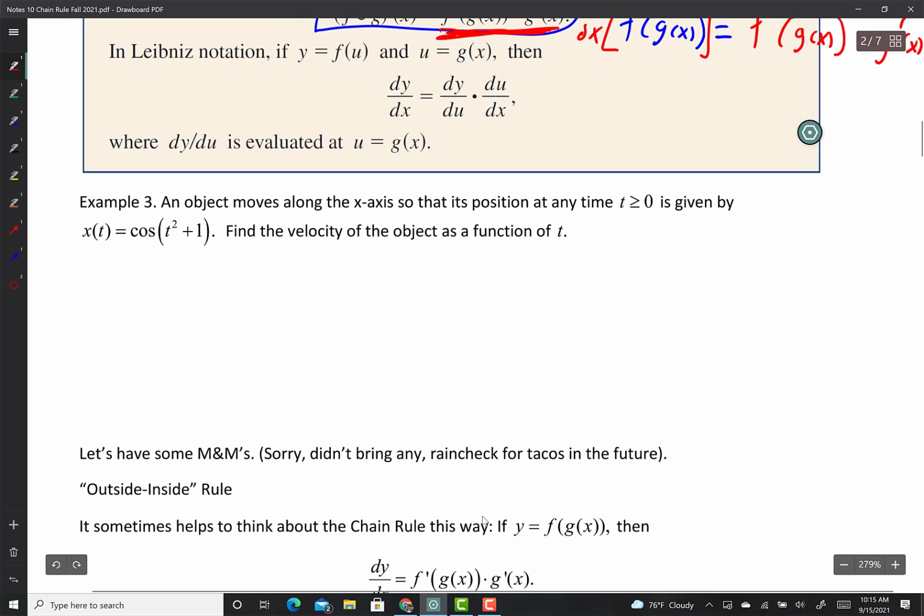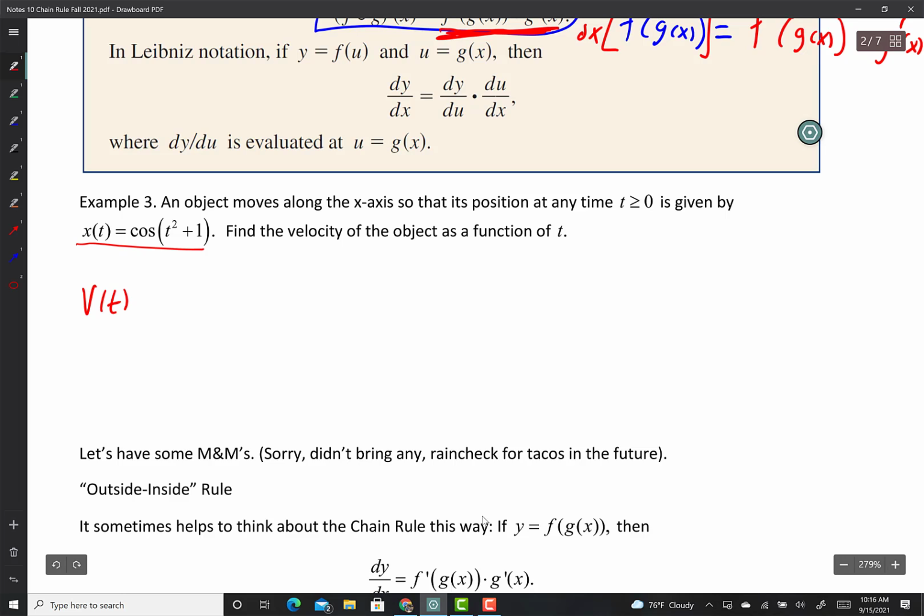An object moves along the x-axis so that its position at any time t greater than or equal to 0 is given by, and they tell you that equation, find the velocity of the object as a function of time. How do I get velocity from position? So we're going to take, it starts with the letter D, we're going to take a derivative. We know that, right? Okay, so here we go.